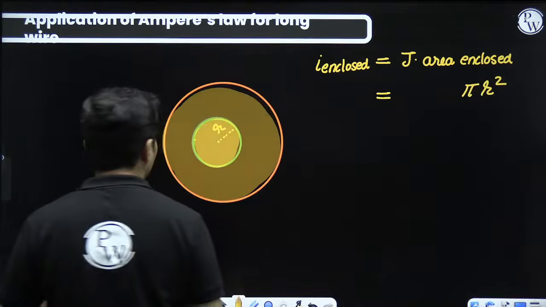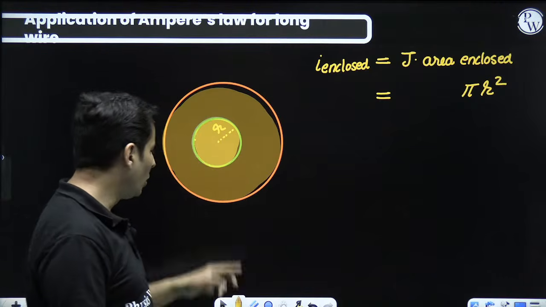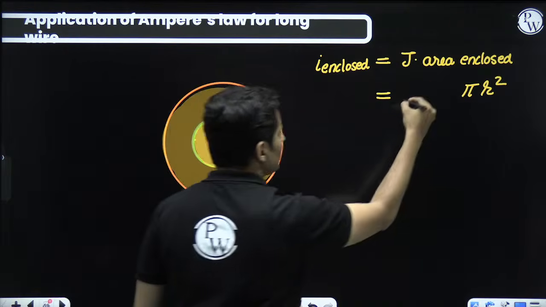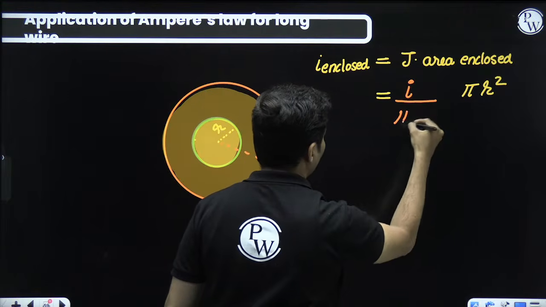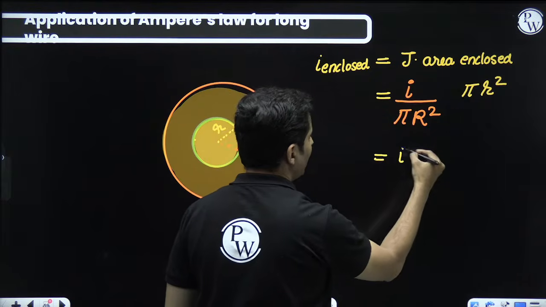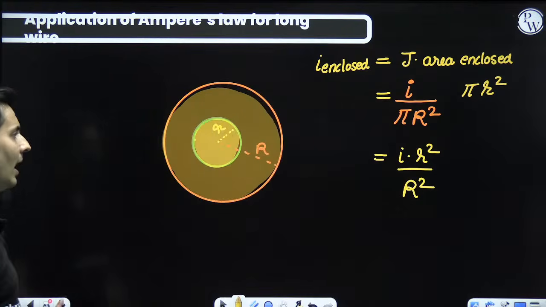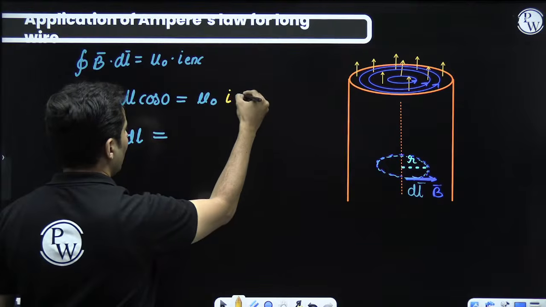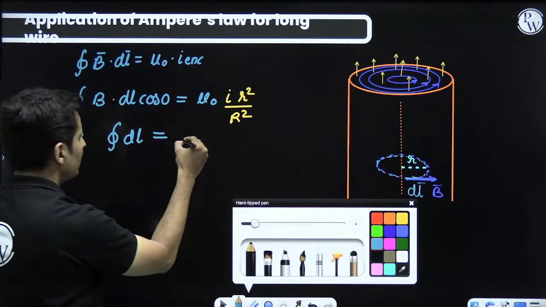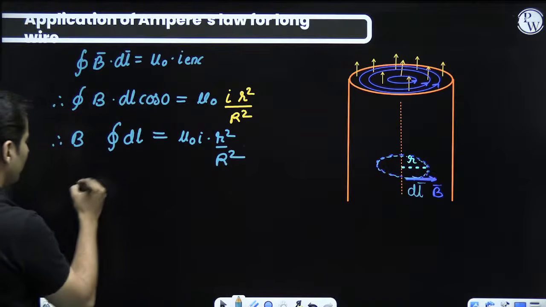Now, if I talk about current density, I can take the whole current and the whole area. So the total current was I and total area was pi capital R square. So what will this be? It will be I small r square by capital R square. So now I am free to put that I small r square by capital R square. So this will be mu naught current into small r square by capital R square.